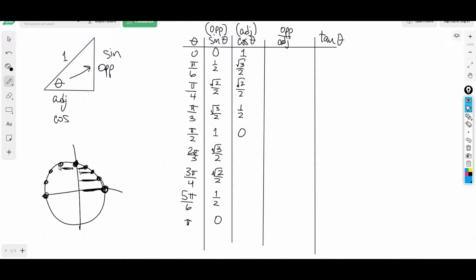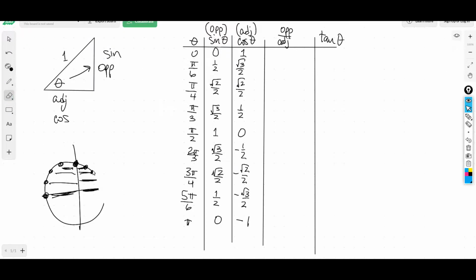Then I'm actually getting a negative 1/2, negative square root of 2 over 2, and negative square root of 3 over 2. And then finally when I get back to pi, I am going negative 1 in the x direction.